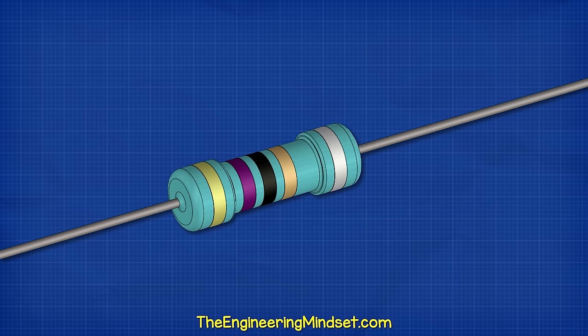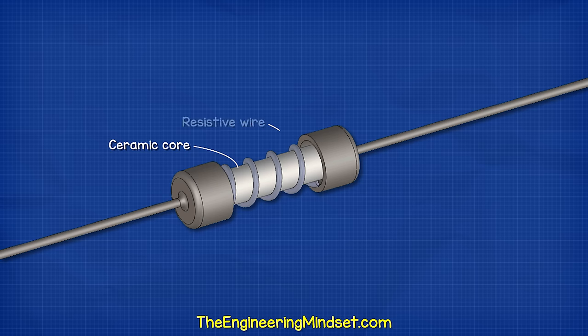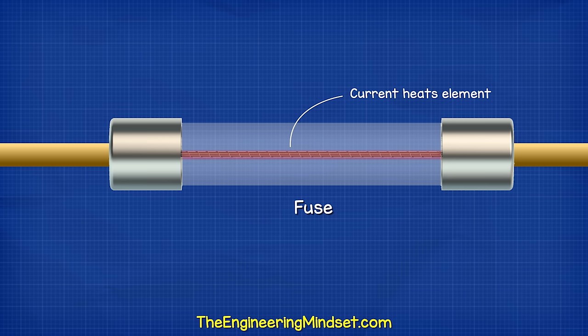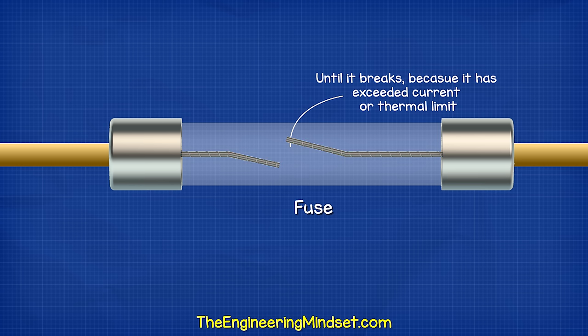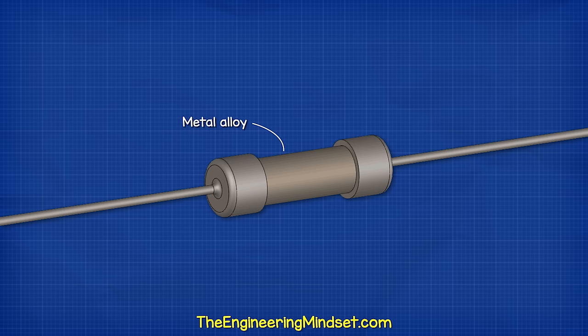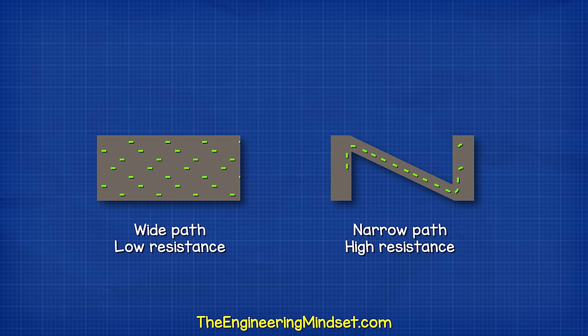Inside this, we typically find a ceramic core with a resistive wire that spirals between the two end caps. This is then covered with a protective fire-resistant resin layer. The wire acts like a fuse wire and heats up, but at a certain temperature, it will snap, which then cuts the circuit. Other versions use a thin layer of metal alloy instead of a wire, and a groove is then cut into this layer to control the path the current can flow.